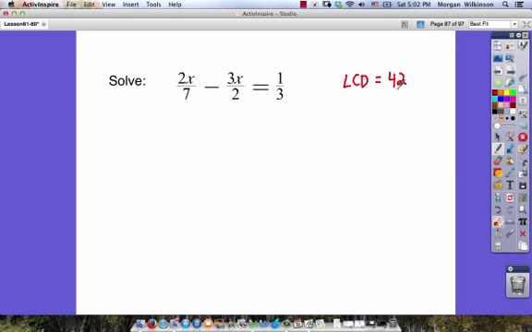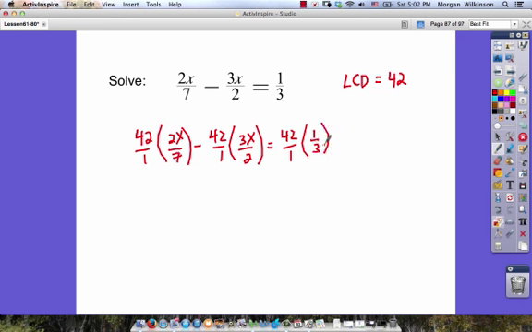So what we're going to do, step 1, we're going to multiply all of our terms by 42. So we're going to say 42 over 1 times 2x over 7 minus 42 over 1 times 3x over 2 is going to be equal to 42 over 1 times 1/3.